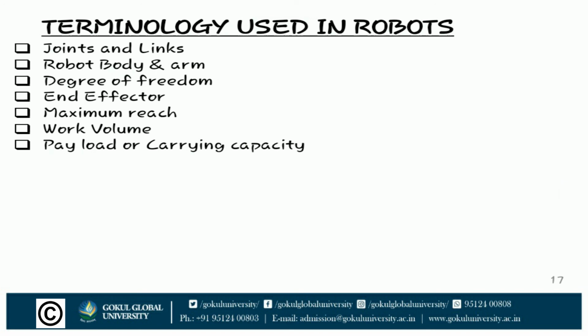Joints and links, robot body and arm, degrees of freedom, end effector, maximum reach, work volume, payload or carrying capacity. These are the different terminologies for robots, and these are very deep points that we will discuss afterward for study purposes. Thank you.